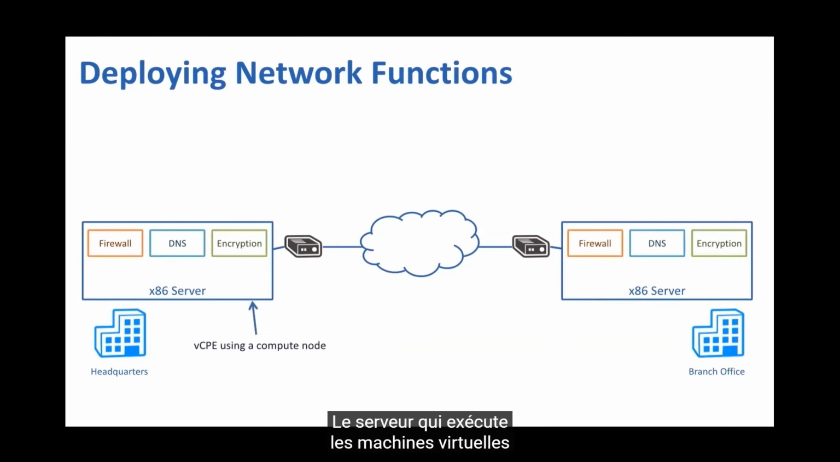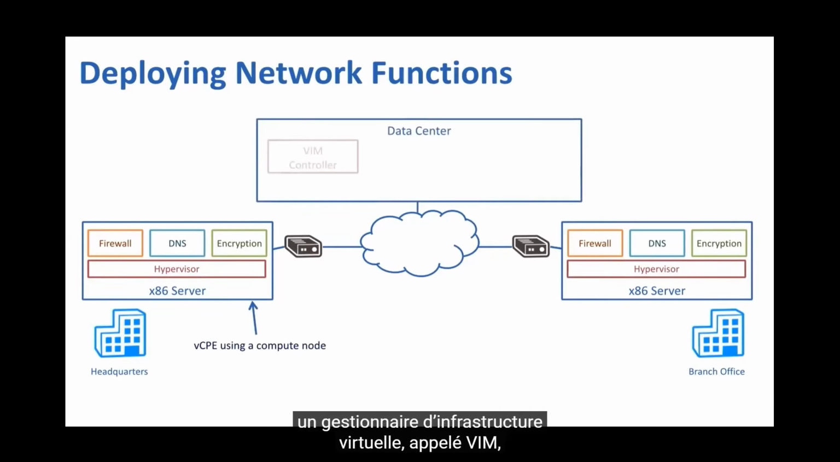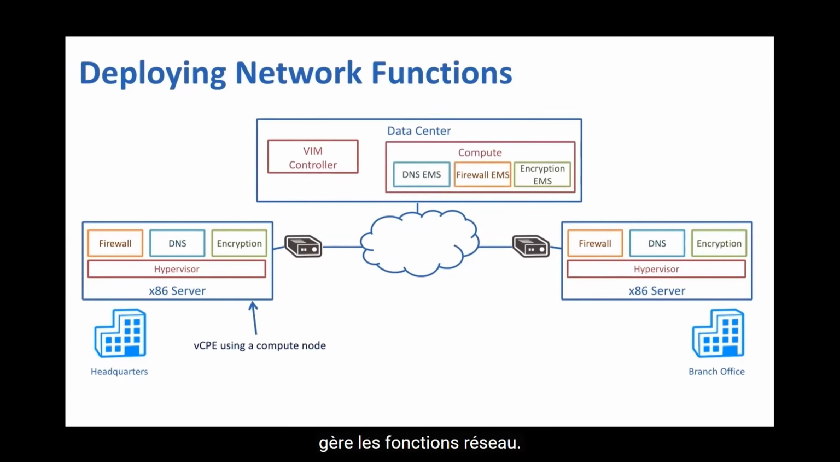The server that runs the virtual machines is referred to as a compute node. The compute node includes software called a hypervisor that manages the virtual machines and the resources for the compute node. In the service provider's data center, a virtualized infrastructure manager, or VIM, manages multiple compute nodes. The service provider also needs to run the EMS software that manages the network functions. The EMS servers are also virtualized and run on a compute node in the data center.